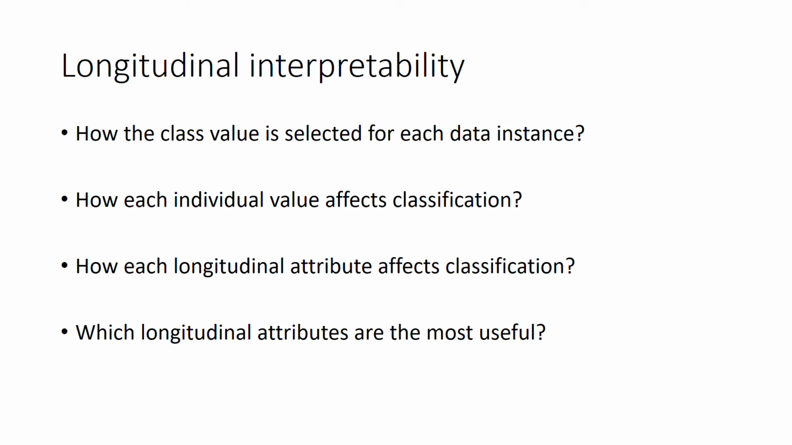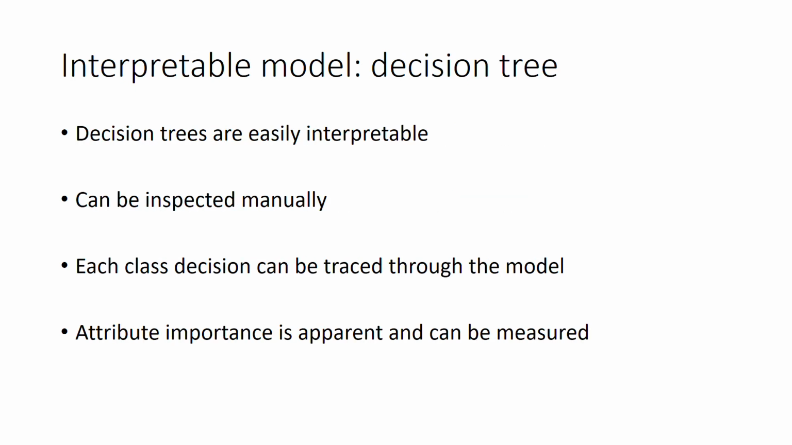So when addressing this issue of interpretability, we can go to a conventional decision tree model. Decision trees are well-known classification models that can be very interpretable, since they have a simple structure that can be inspected manually. An end user can look at the decision tree and see exactly how each decision has been made.